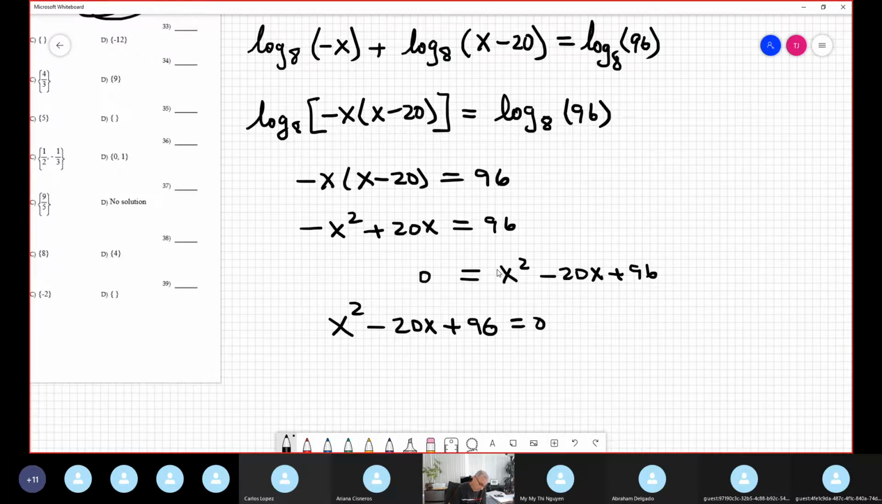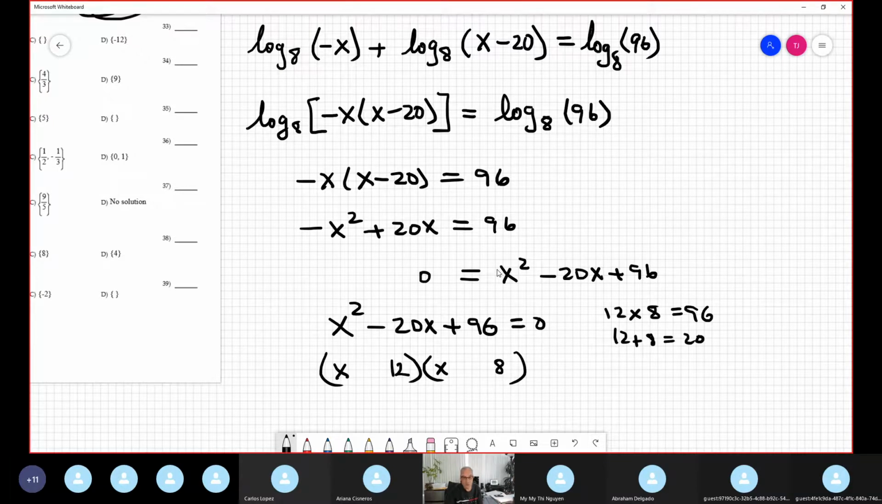Again, the story. Let me see. No, it's easy by factorization. The combination is 12 and 8. Let me check it: 12 times 8 is 96, and 12 plus 8 is 20. Good, but the sign is negative for both. The solution is 12 and the solution is 8. I need to check it.